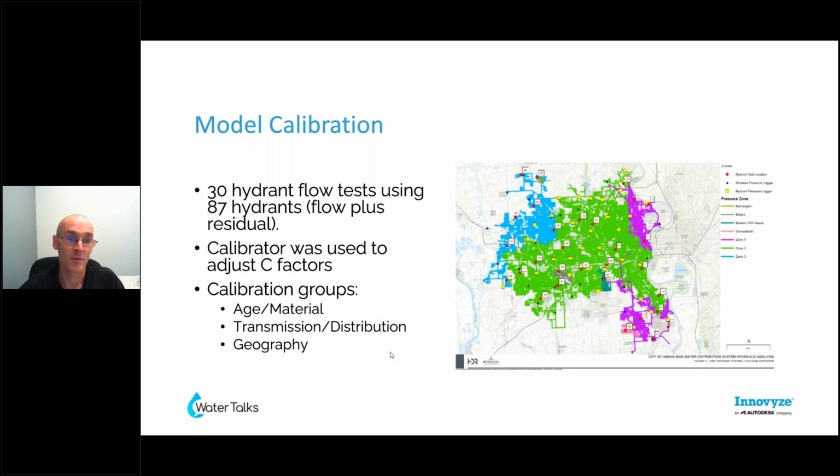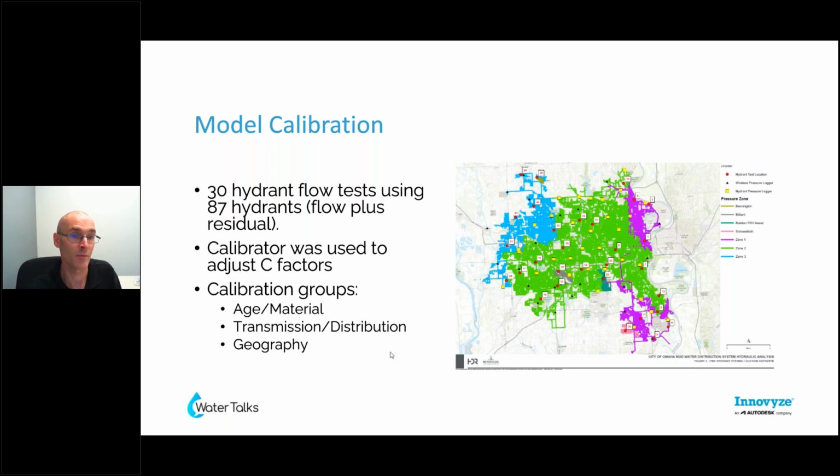And then what we did is we brought all that data back in-house and started to use the InfoWater Pro calibrator to adjust C factors. And we had to make some adjustments and take a little bit of a different approach here, just simply because, again, the geographic scope of the model and also just the way that their system reacts.